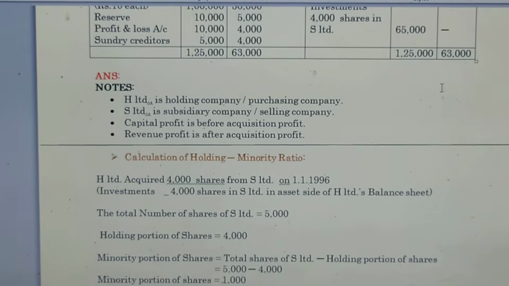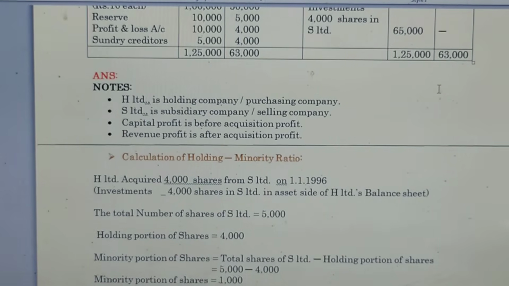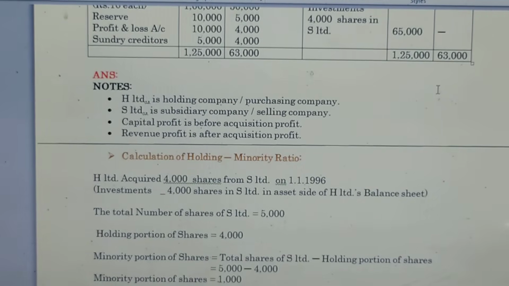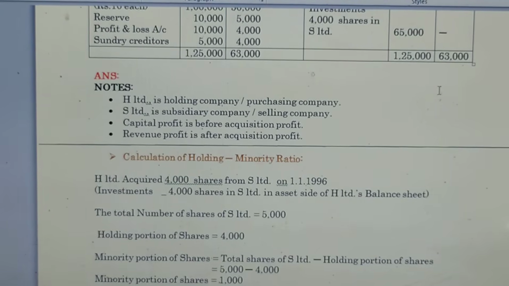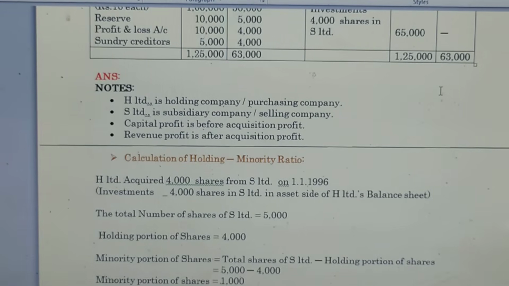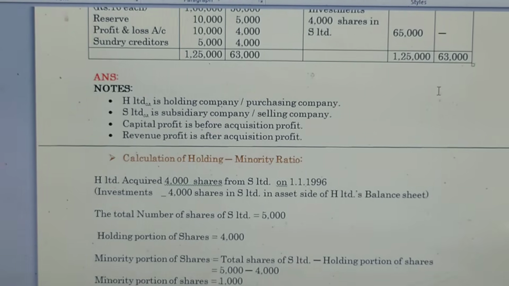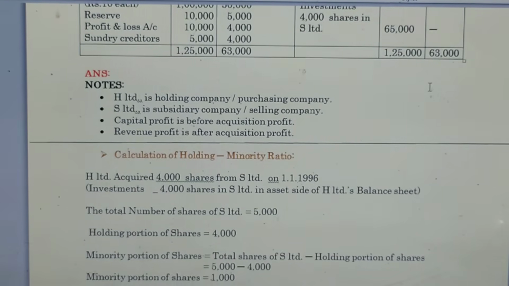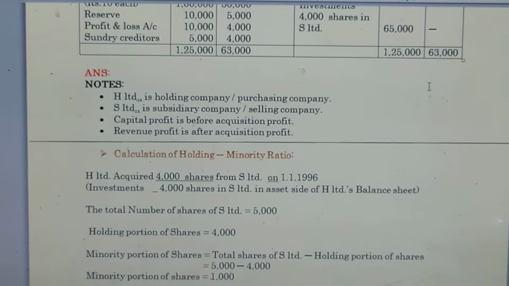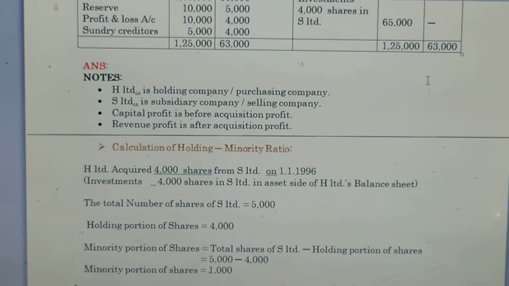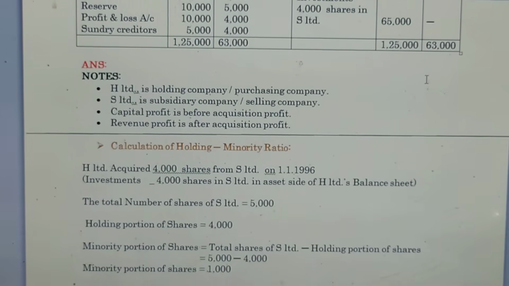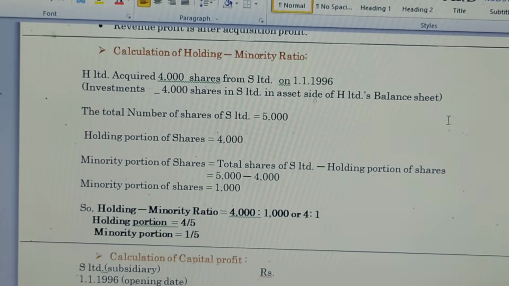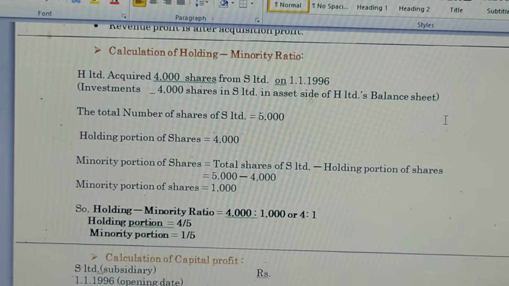And the notes: H Limited is a holding company or purchasing company. S Limited is a subsidiary company or selling company. Capital profit is before acquisition profit. Revenue profit is after acquisition profit. Based on this information, we are going to prepare the holding minority ratio, capital profit ratio and revenue profit ratio. First we are going to prepare the holding minority ratio.